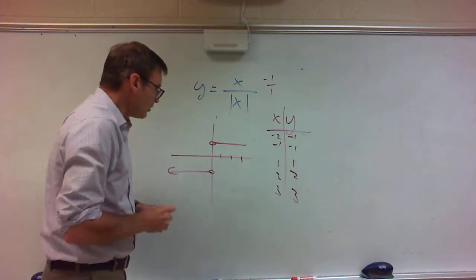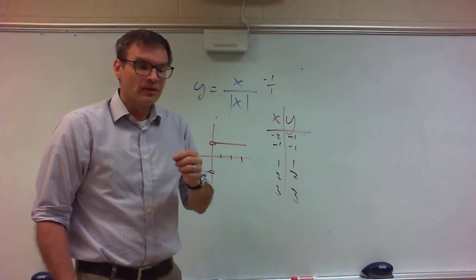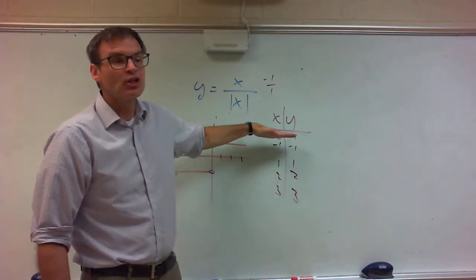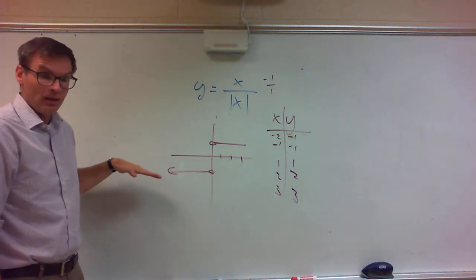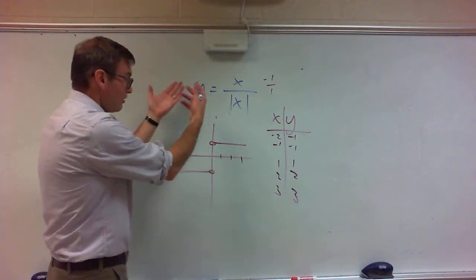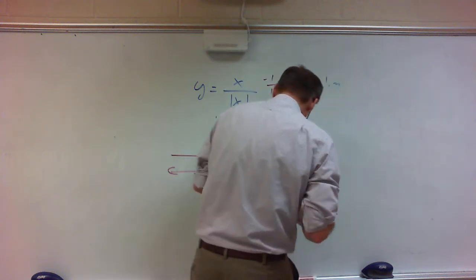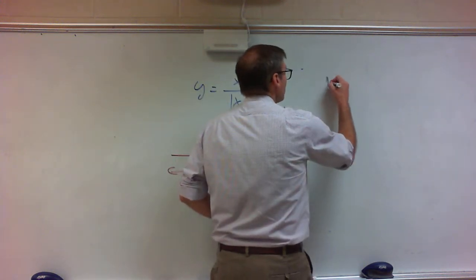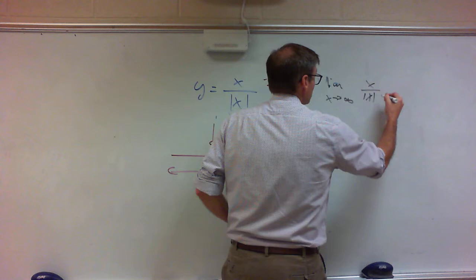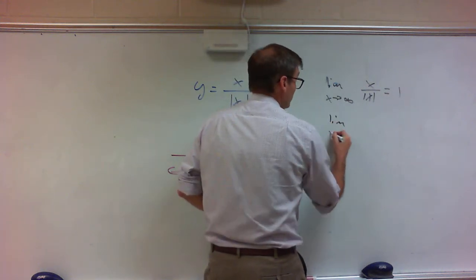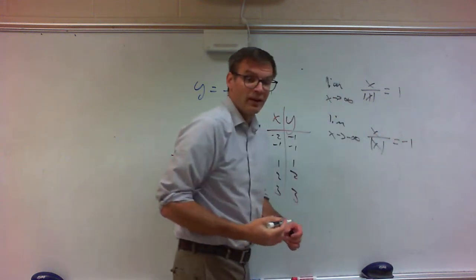And as weird as this sounds, this has 2 different horizontal asymptotes. As I go to the right, the y value this gets close to, my end behavior, is 1. As I go to the left, my end behavior is -1. If I asked you, what's the limit as x approaches positive infinity of x over the absolute value of x? We're going to say 1. And what's my limit as x approaches negative infinity of x over the absolute value of x? That's going to be -1.